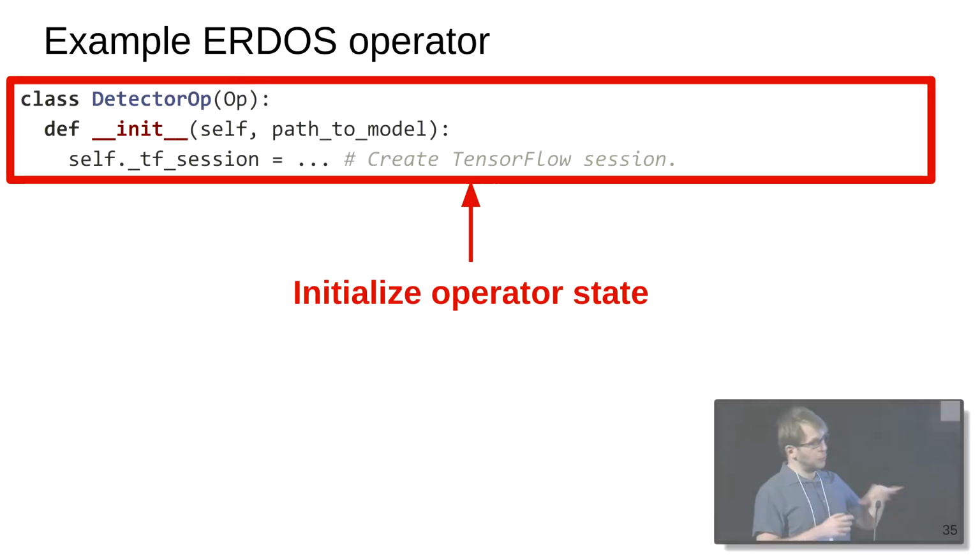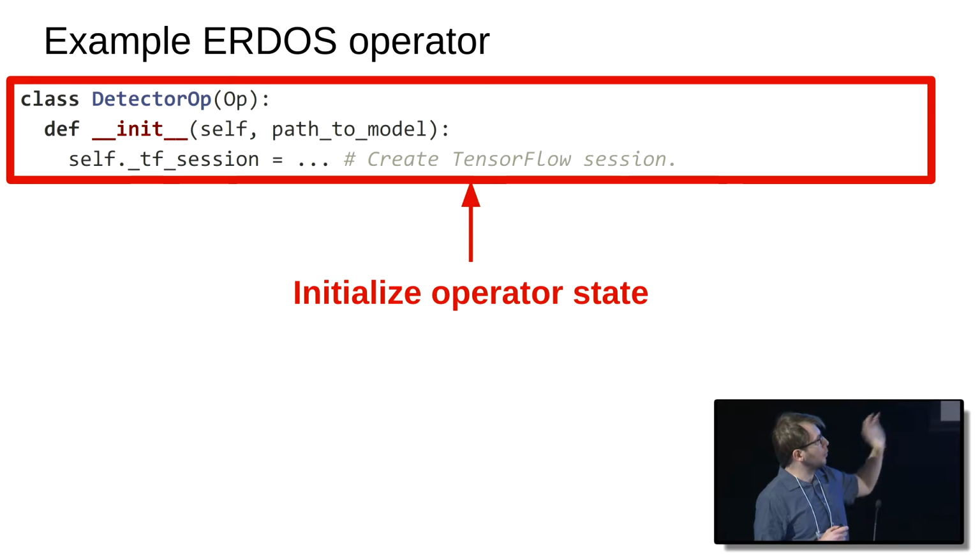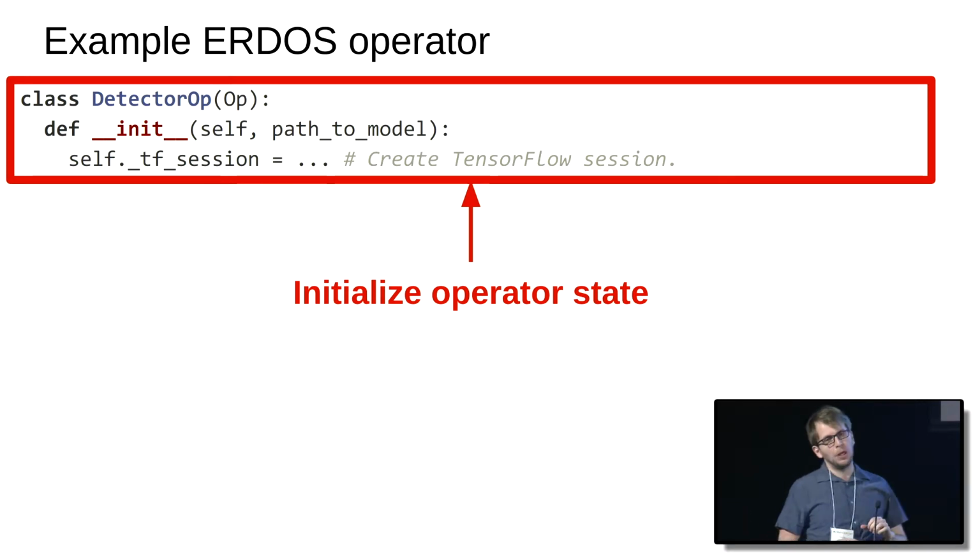So let's now switch a little bit into a brief look at how our ERDOS API looks. I'm going to walk you quickly through an implementation of an object detector using our Python API. We also have a Rust API, and hopefully not too far in the distant future, we are going to have a C++ API.